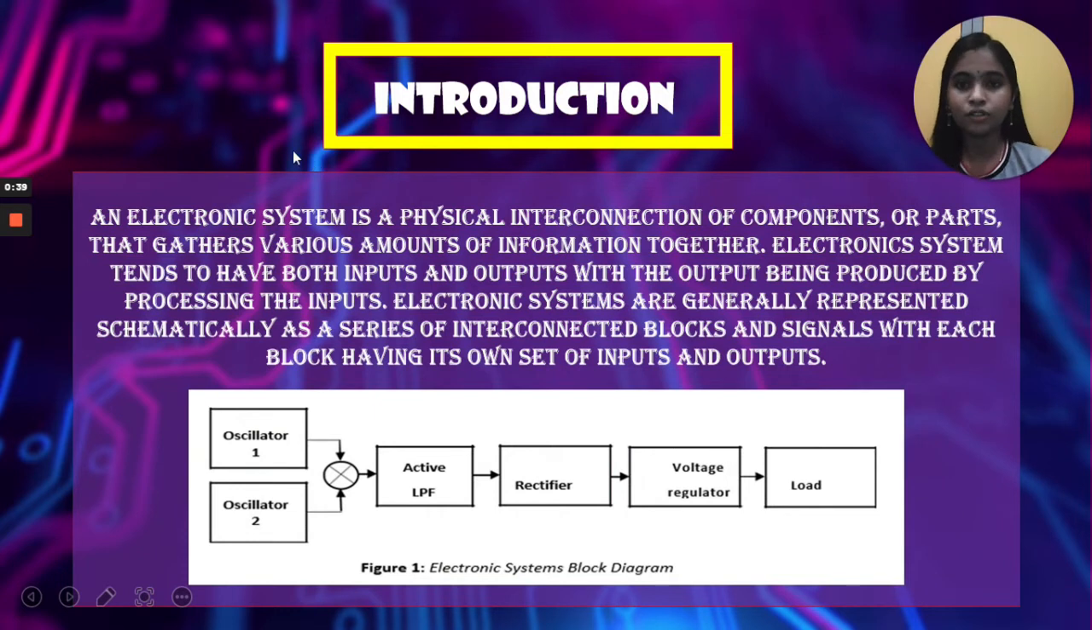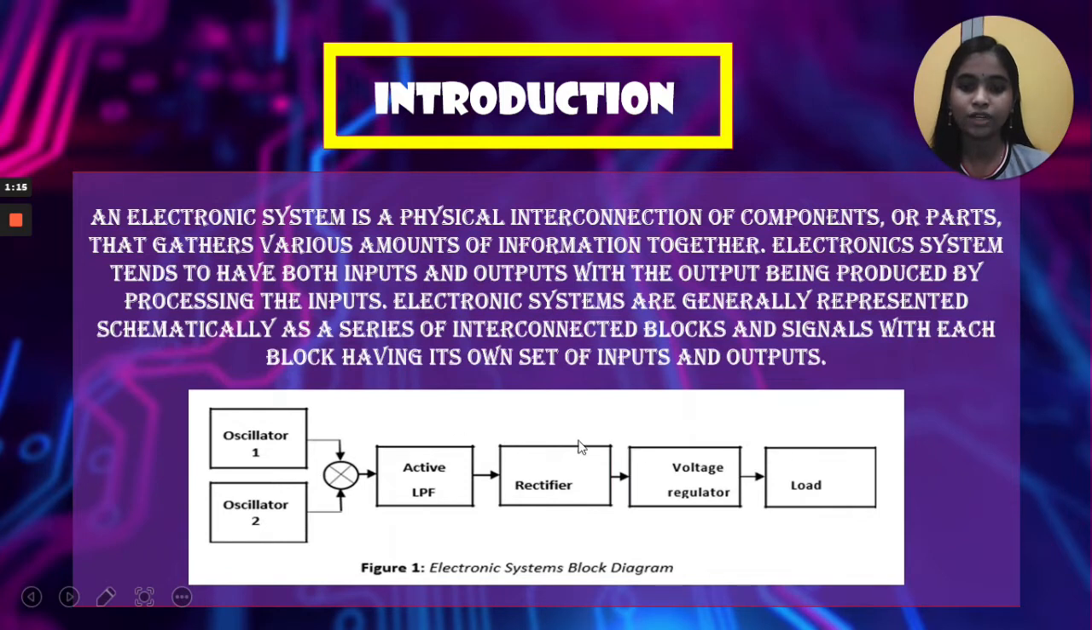Firstly, I'm going to present the part about the introduction. An electronic system is a physical interconnection of components or parts that gather various amounts of information together. Electronic systems tend to have both inputs and outputs, with the output being produced by processing the inputs. Electronic systems are generally represented schematically as a series of interconnected blocks and signals, with each block having its own set of inputs and outputs.